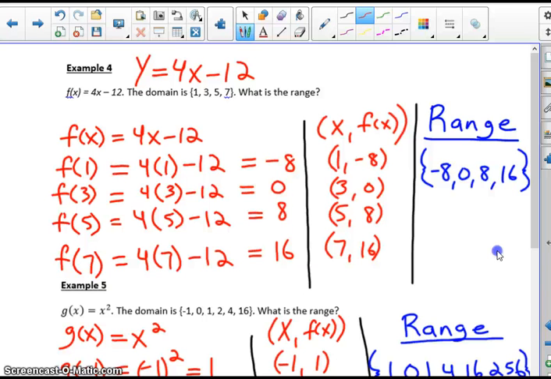F of 5 is 8. F of 7 is 16. So when I write these as ordered pairs, I have (1, -8), (3, 0), (5, 8), and (7, 16). So my x and f of x written as an ordered pair would look like that. And of course, once I have them as ordered pairs, I can quickly identify what my range is. My range is simply -8, 0, 8, and 16.